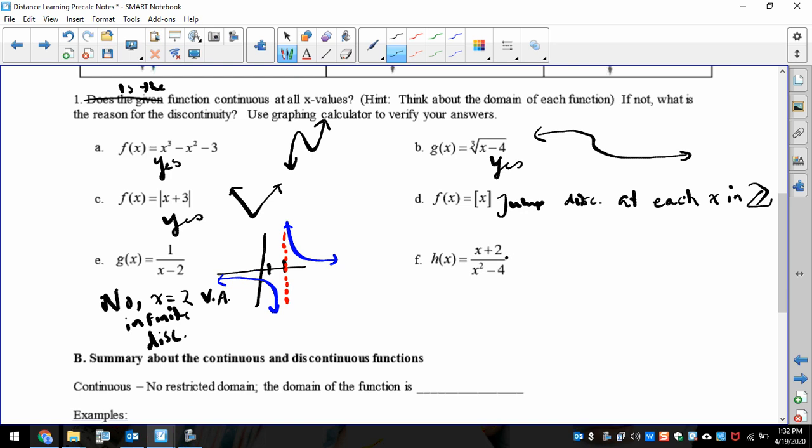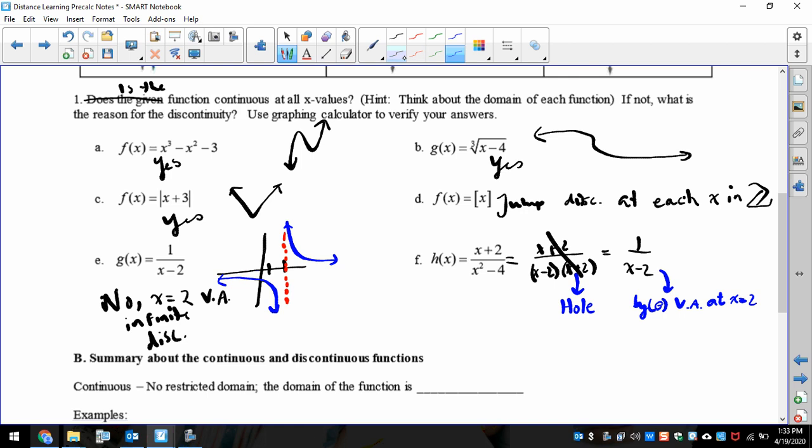How about this guy right here? Let's factor the denominator, x minus 2 and x plus 2. And the x plus 2's cancel, and we're left with 1 over x minus 2. So this cancellation right here, if you remember back from the beginning of the year, this implies a hole. And this one here, we saw from part E, so by E, this has a vertical asymptote at x equal 2.